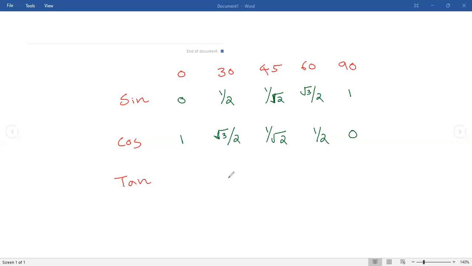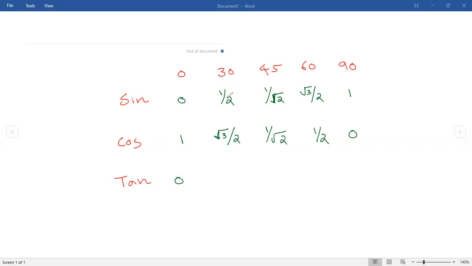In the case of tan, you may know very well how we find it. In the first class we discussed sine, cos, and tan. Tan theta is equal to sine theta divided by cos theta. So sine 0 divided by cos 0 gives the value of tan 0. 0 divided by 1 gives the value 0.